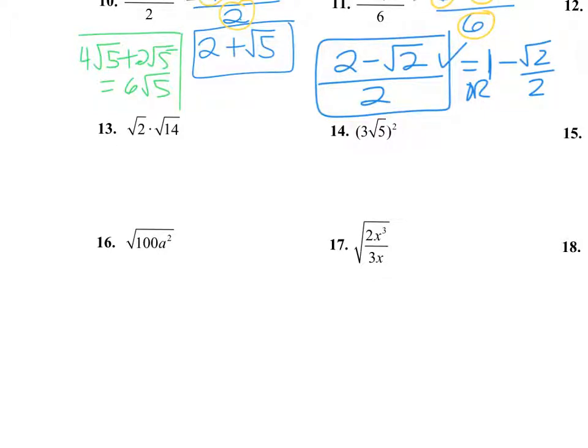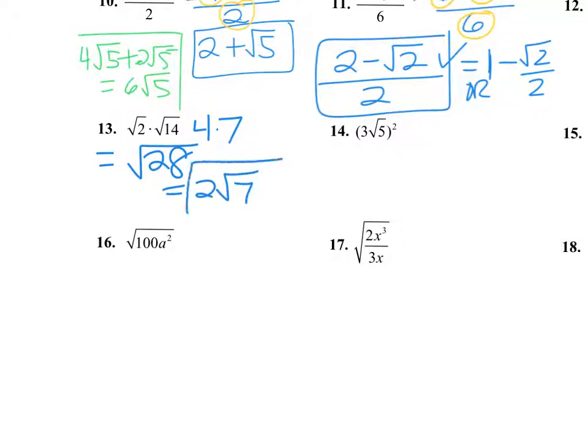We're doing rad 2 times rad 14. Go ahead and multiply those together. And that gives us rad 28. We cannot leave our answer as rad 28. 28 has a perfect square factor in it. What is it? 4 times 7. Perfect. So this would be 2 rad 7. Nice.